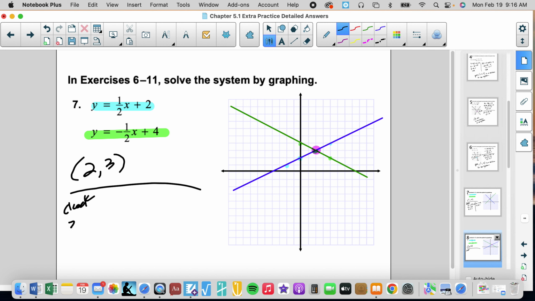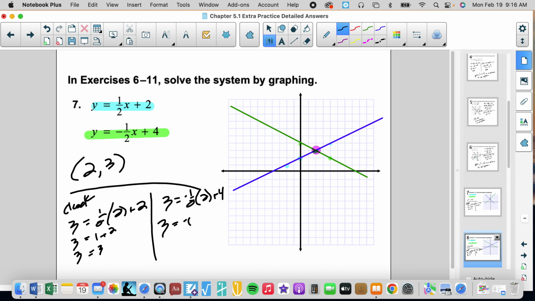Check 2, 3. Does 3 equal 1/2 times 2 plus 2? 3 equals 1 plus 2. 3 equals 3, yes. And does 3 equal negative 1/2 times 2 plus 4? 3 equals negative 1 plus 4. 3 equals 3. Yes, that is the point of intersection.